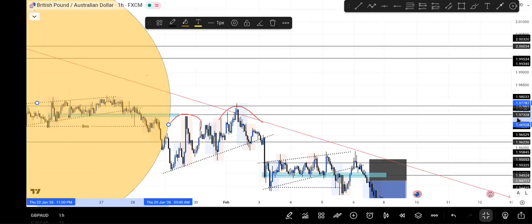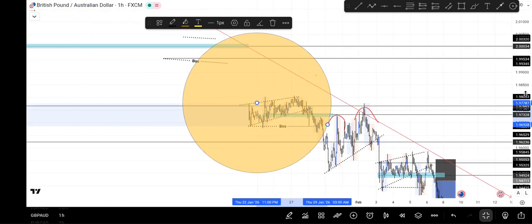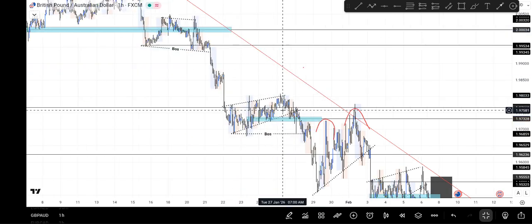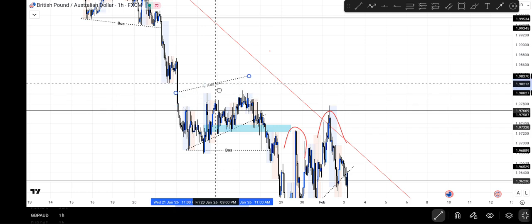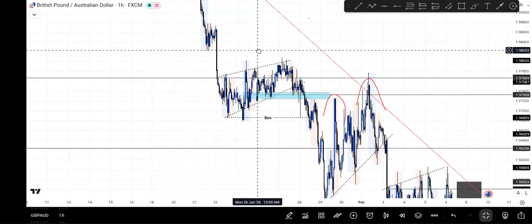So guys, sorry for the network issues. Dropping down to the 1 hour time frame, I clearly saw this whole pattern here, this whole consolidation at this point. This is more like a flag pattern.